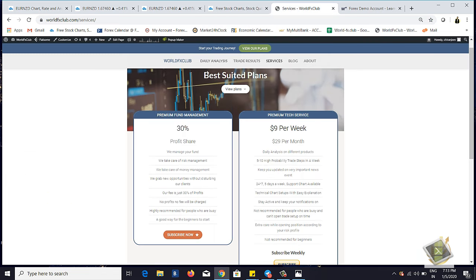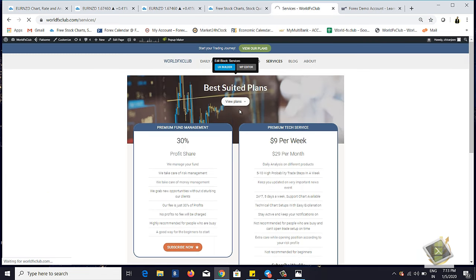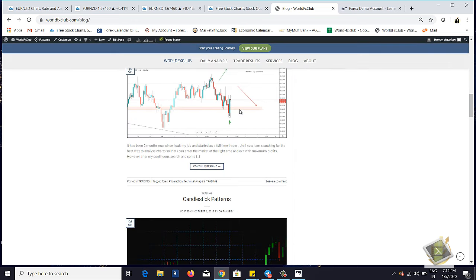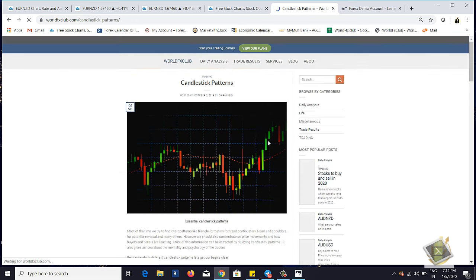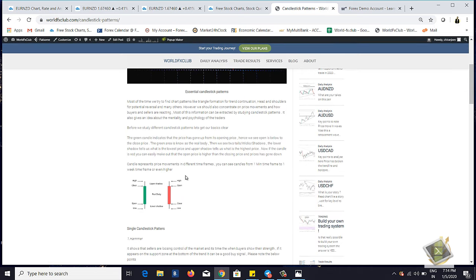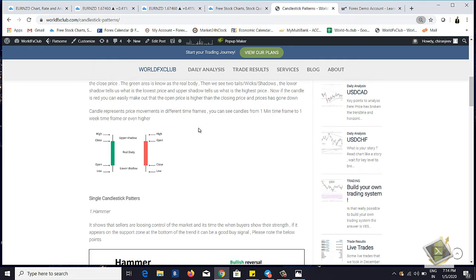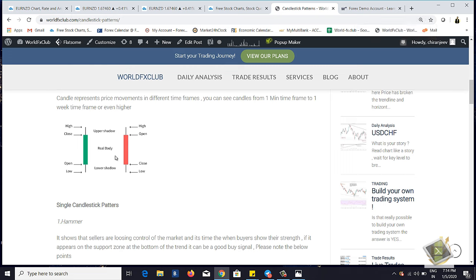I've written a blog on candlesticks, so I'll open that blog so it will be easier for me to explain. Generally people have a lot of questions about how to read candles, and this is the general structure of a candle. When you see a green candle, that means it's a bullish candle because price has moved up from the opening price. This is the open price, this is the close price. Price opened here, closed here, went up to this high and went down to this low.